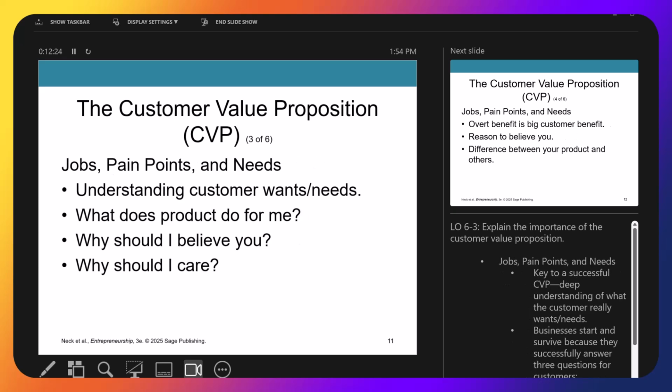Jobs, pain points, and needs. Understanding customers' needs and wants. And what does the product do for me? Why should I believe you? Why should I care? Again, understanding this is like understanding what the customer wants, what they need. Remember I told you, if the customers don't trust you, they don't buy you, or buy the product, any number of things. But realistically, when you look at this, there are a couple of things the customer is looking at.